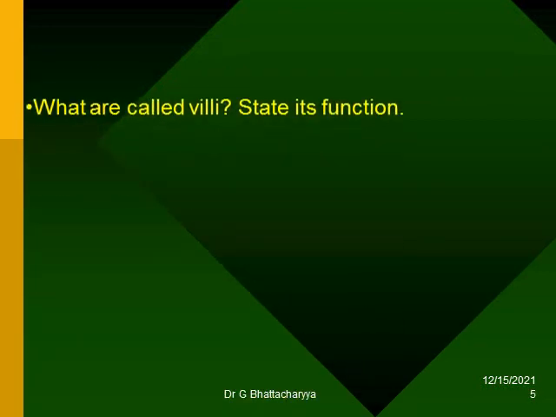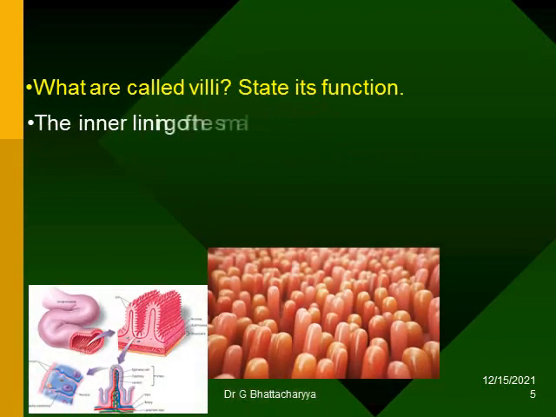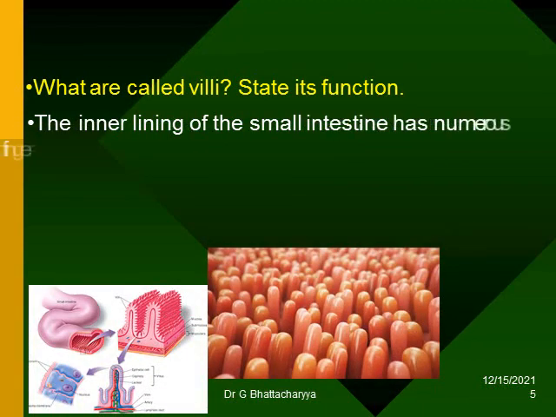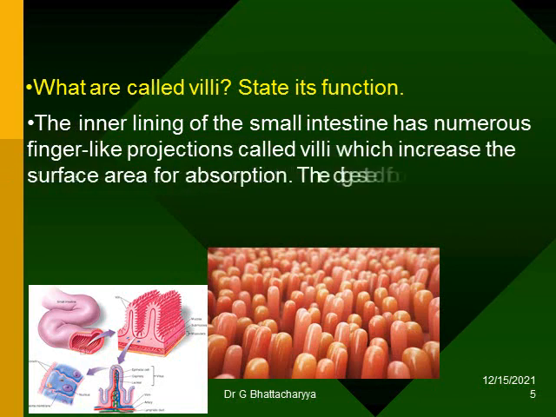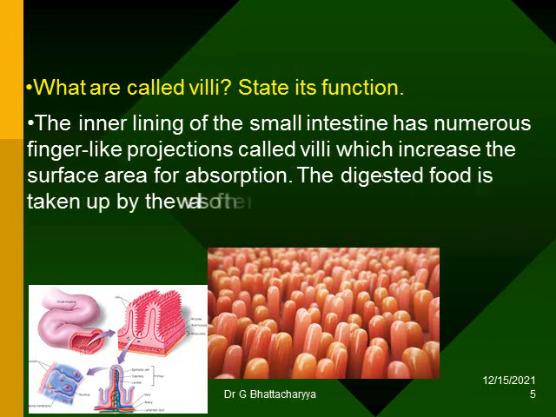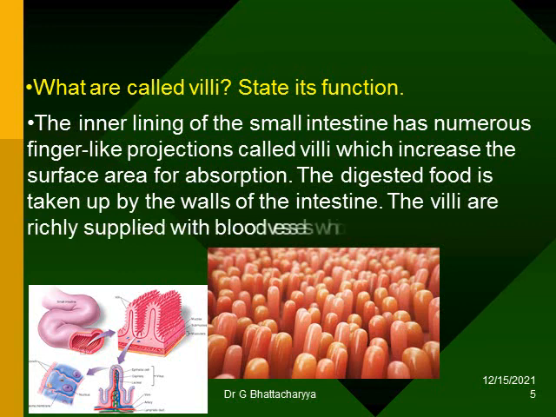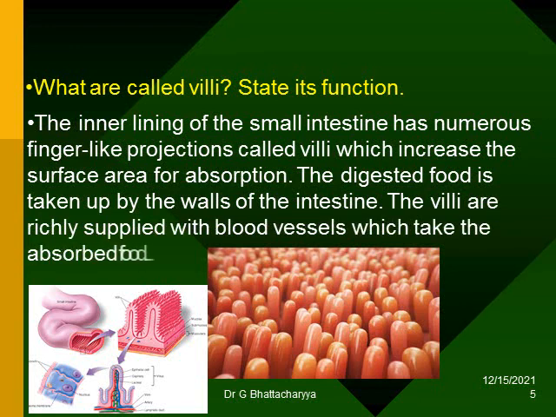What are called villi? State its function. The inner lining of the small intestine has numerous finger-like projections called villi, which increase the surface area for absorption. The digested food is taken up by the walls of the intestine. The villi are richly supplied with blood vessels which take the absorbed food.